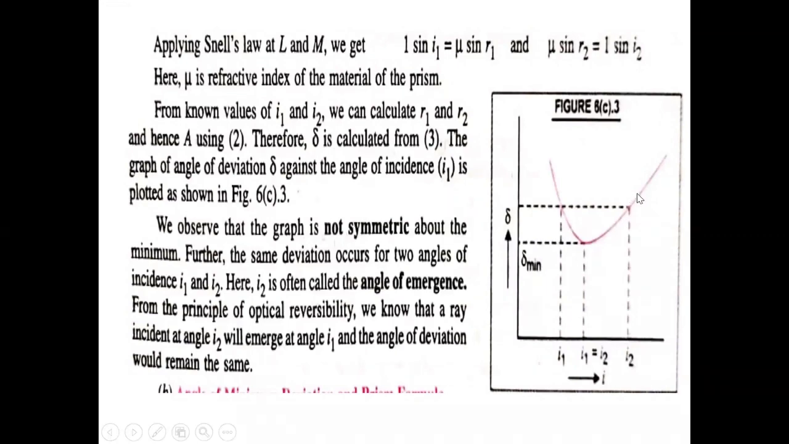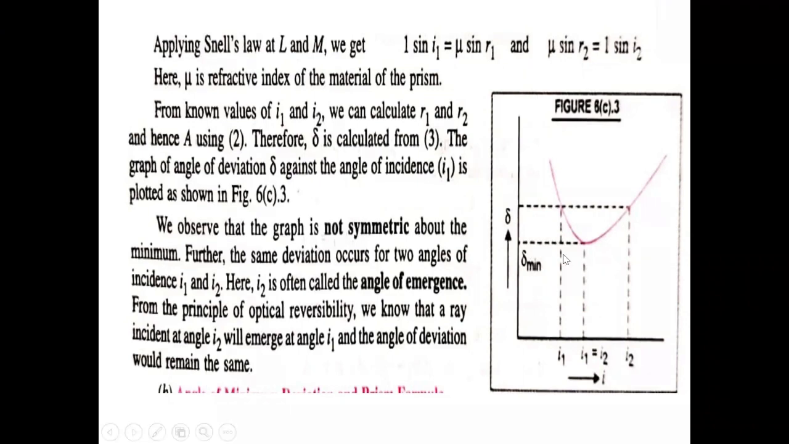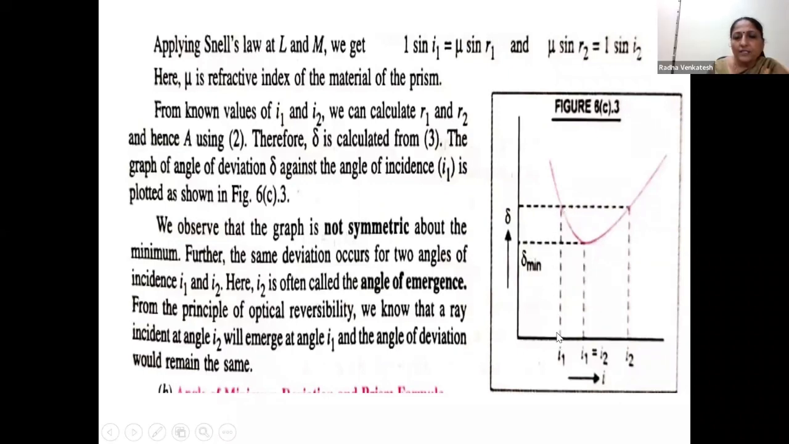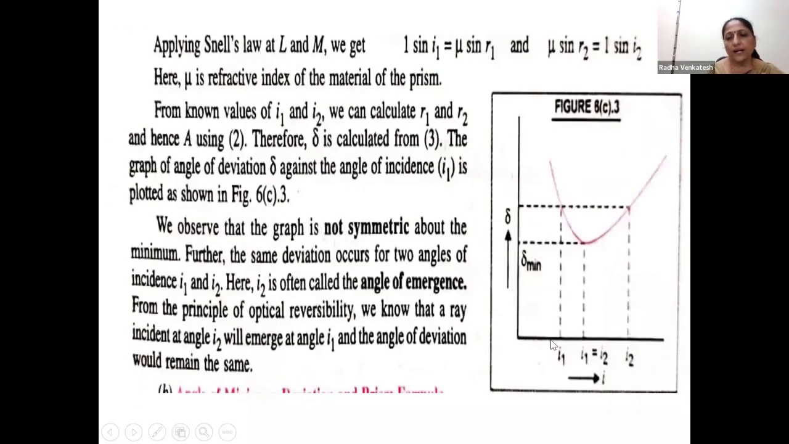In this graph, you can see for the same D value, if you see in the graph for the same value of deviation, you have two values of I, I1 and I2. The D value for both I1 and I2 is the same.